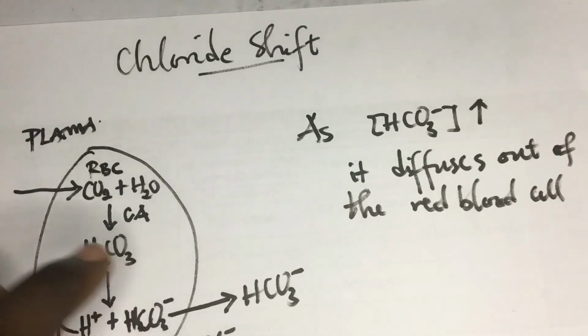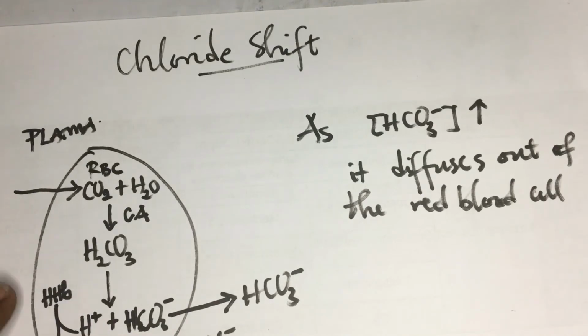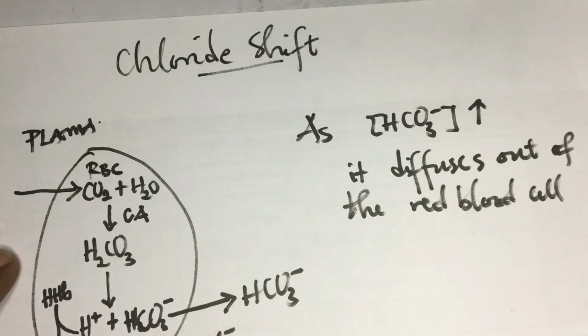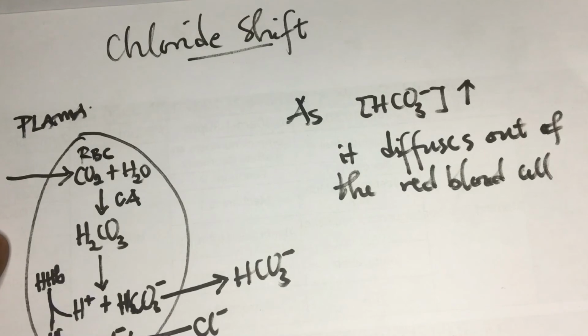And this phenomenon is called the chloride shift, and it helps in order to generate the bicarbonate ions, and also to maintain the electrical neutrality of the cell. All right, I hope the explanation was helpful.